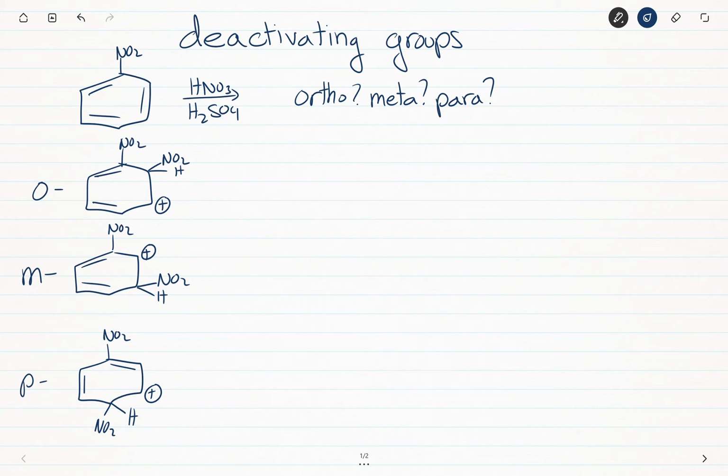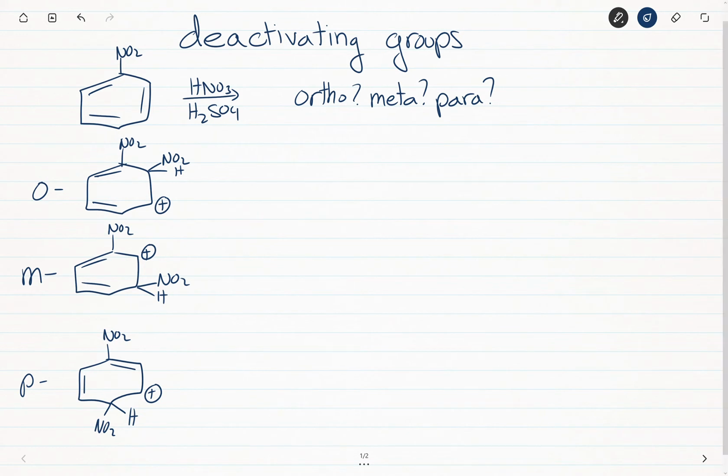So again, we have a nitro group. The nitro group is a deactivating group. I highly recommend that you take a look at that table in the book that tells you what type of deactivating groups there are. And we're trying to do a nitration of this nitrobenzene. And I give you the question again, is it going to be ortho, meta, or para? So the only way to do that is to assess the stability of your sigma complex for every position to see which position will be the most favored.